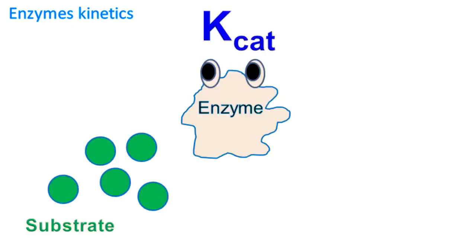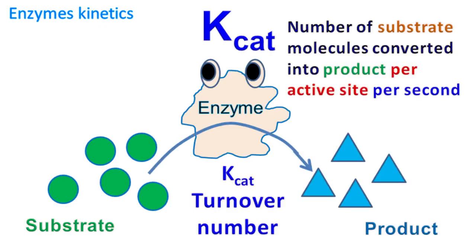Now here comes a very important term, kcat. The number of substrate molecules converted into product per active site of enzyme in 1 second is called turnover number or kcat. The units of kcat will be second inverse.